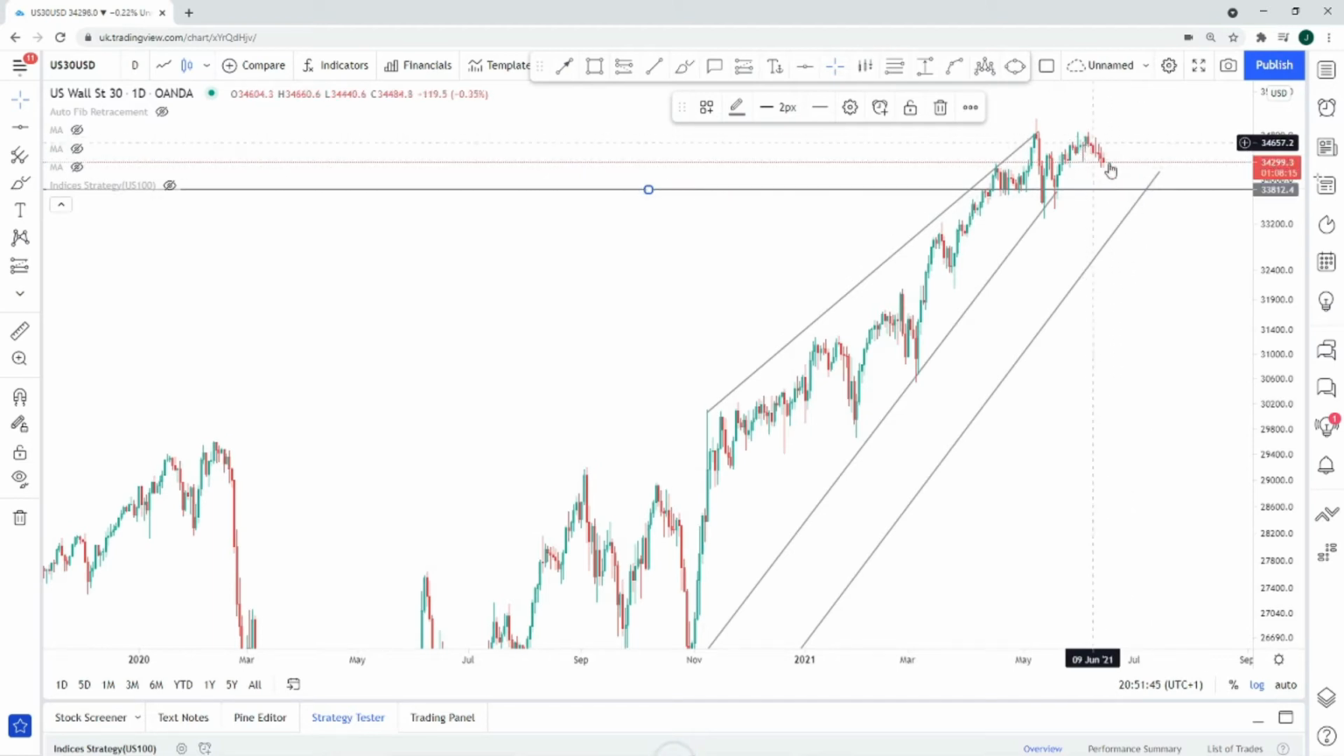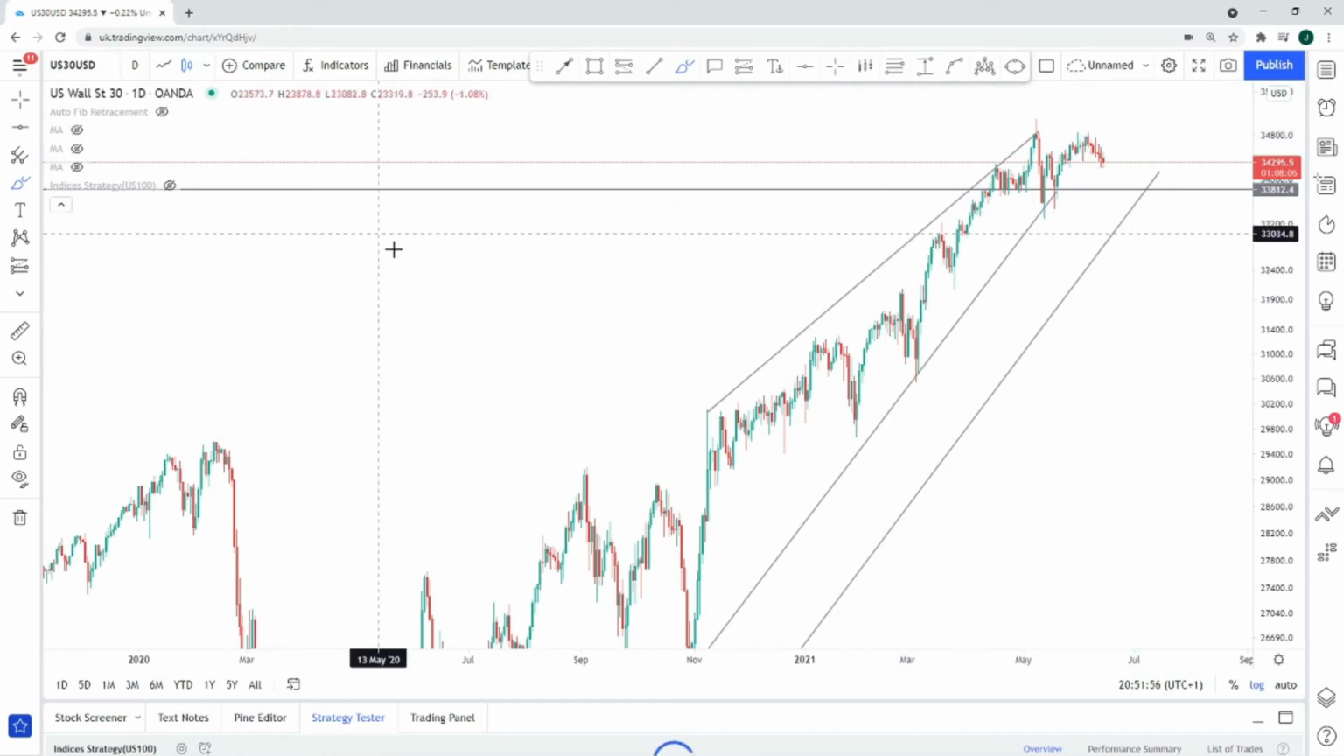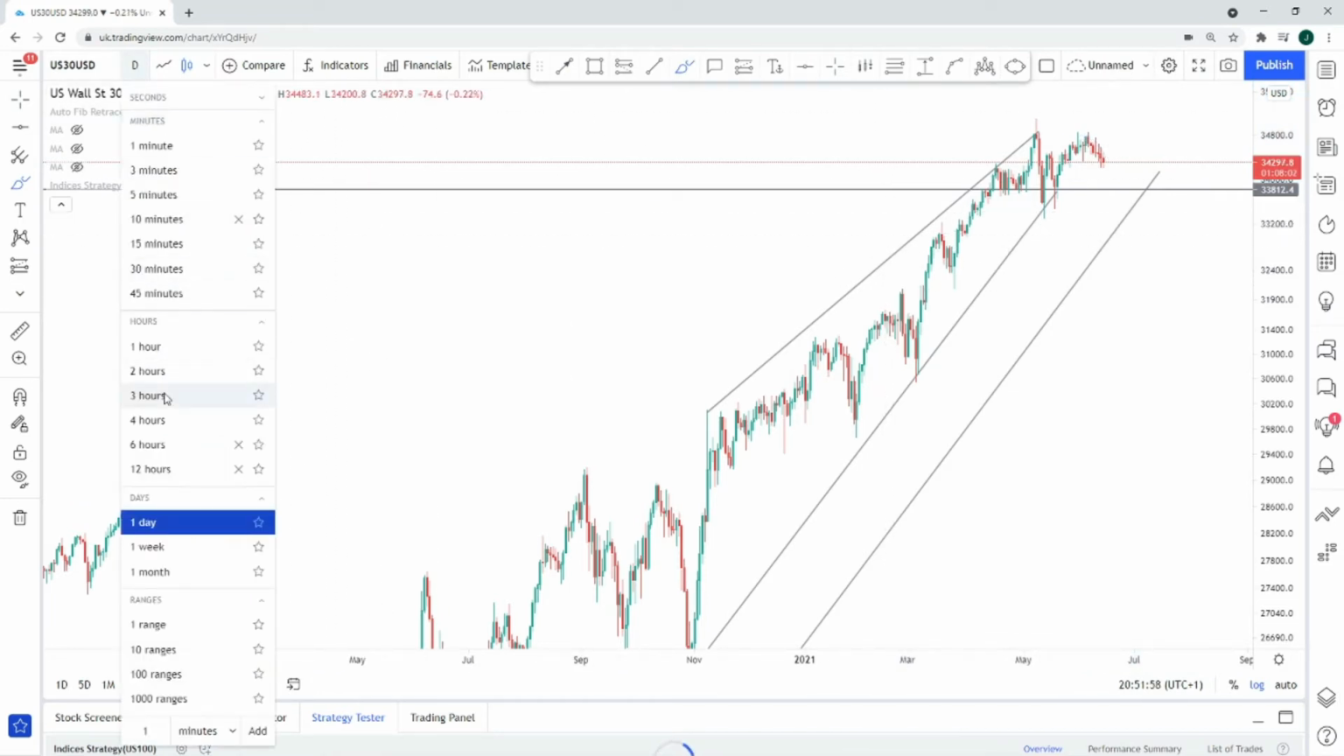Yeah, so once price reaches back there, price can possibly pull back to the downside, then bounce off that support and carry on creating higher highs and new highs. Yeah, so let's move to the 4-hour time frame.